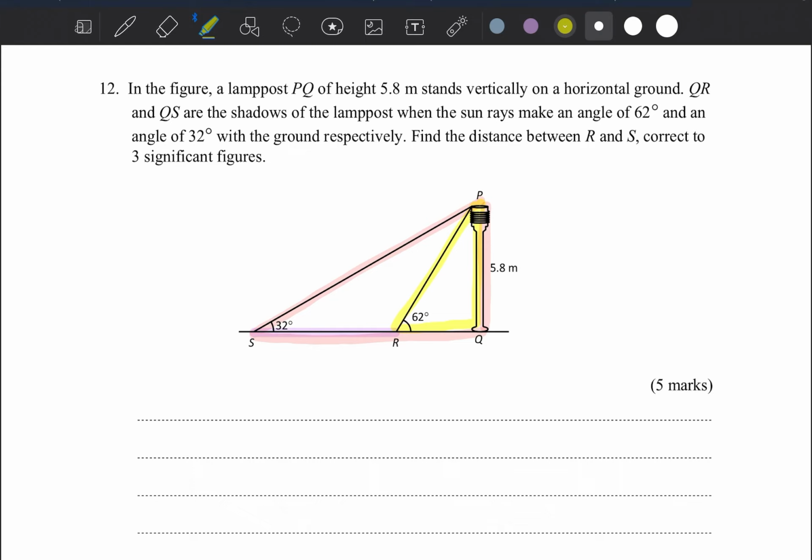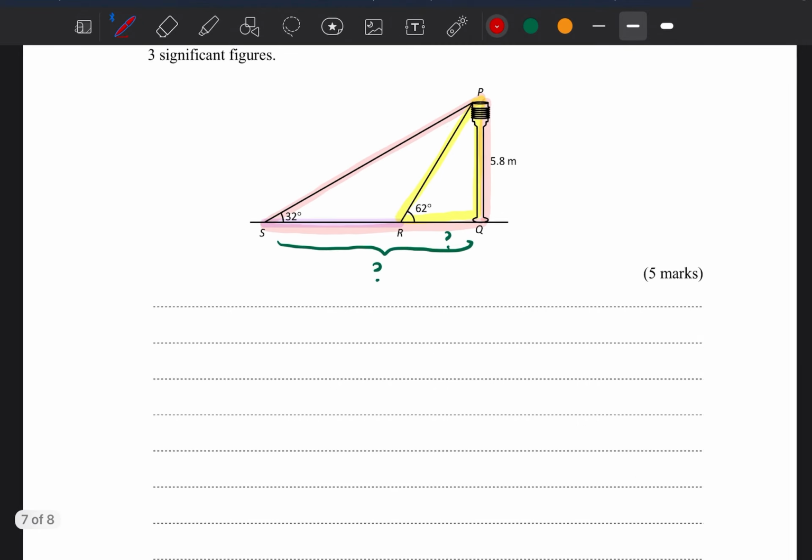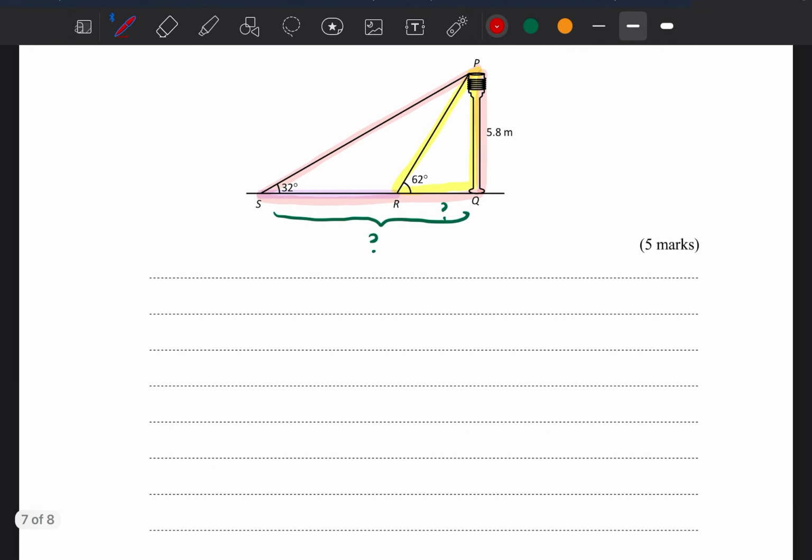So you can see there's actually one triangle and two triangles. We can start with the yellow one first, because we can find QR. And then with the red one we can also find this. So if I find those two question marks, I can find my SR by subtracting those two. So therefore all we have to do is list out the formula.